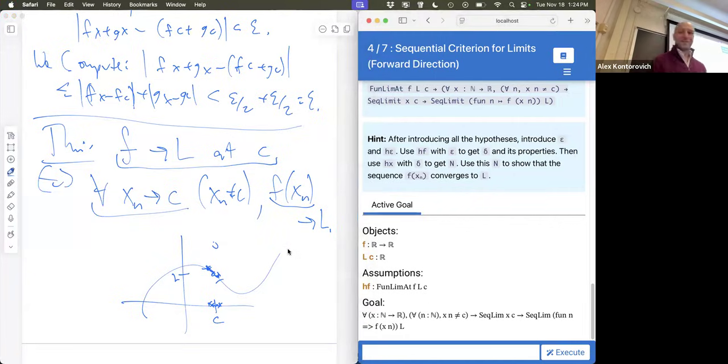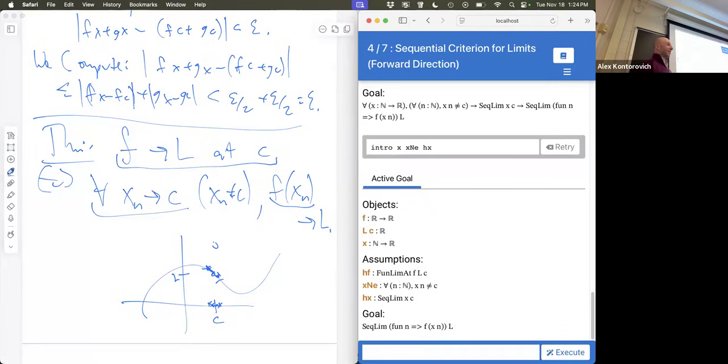Let's see if we can prove this in 6 minutes. Should we go straight to the formal proof? Give me the sequence, intro x, so that's a sequence, a function: x0, x1, x2, and so on. Give me the fact that it's never equal to C, so that's xne, that none of the values of the sequence are equal to C. Give me the fact that x goes to C, that's hx, let's say. And then I have to prove that the sequence of limits converges. So what is the sequential limit? Do we still remember how sequential limits work?